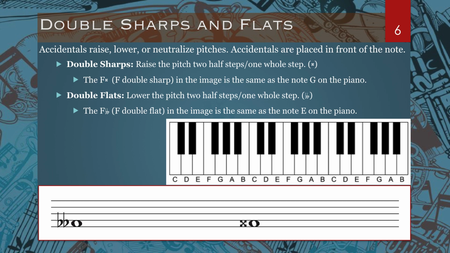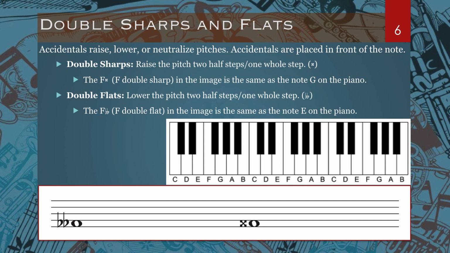So if you have a double flat, it lowers a pitch by 2 half steps or 1 whole step. They're the same thing. 2 half steps equal 1 whole step. And a double flat is 2 little b's right next to each other, almost on top of each other. You can see an example of that in the first image on the bottom there.